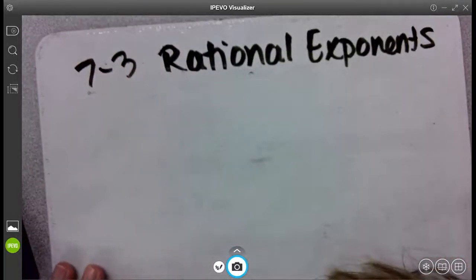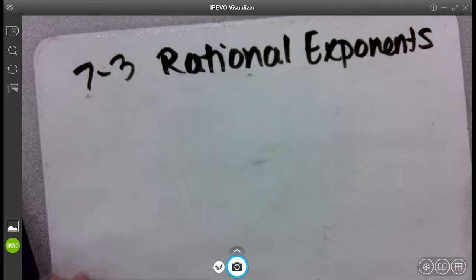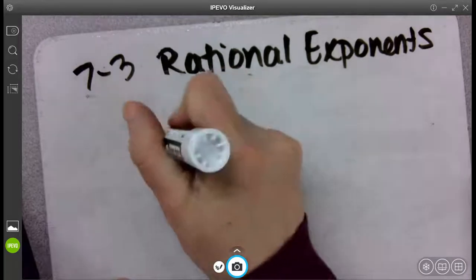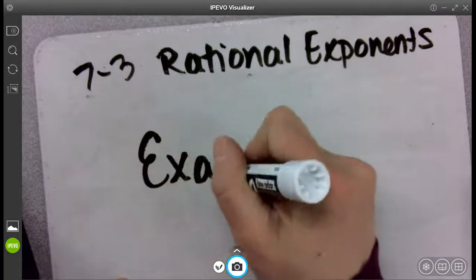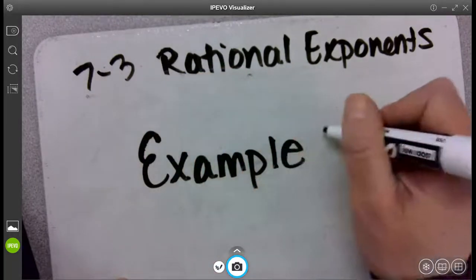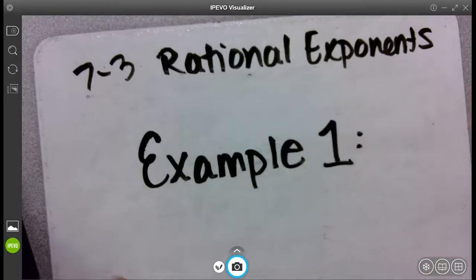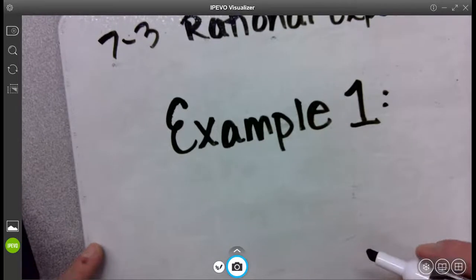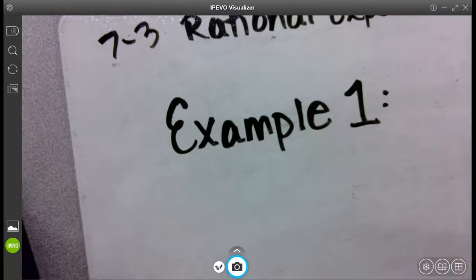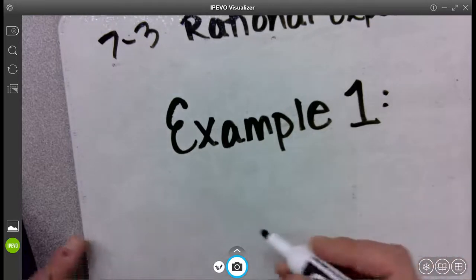So in this chapter, you're going to evaluate and rewrite expressions involving rational exponents, and you're going to solve equations involving expressions with rational exponents. So example 1. This is something you might see. You're going to write each expression in radical form, or if it's in radical form, write in exponential form.